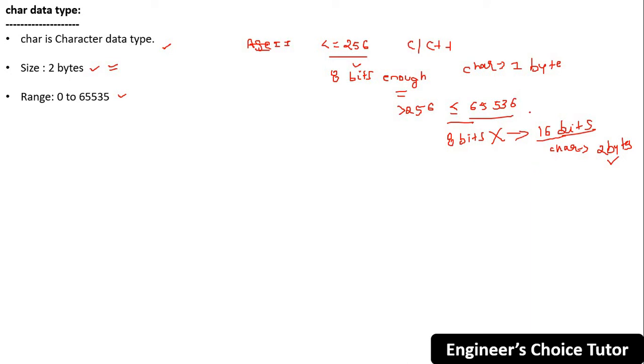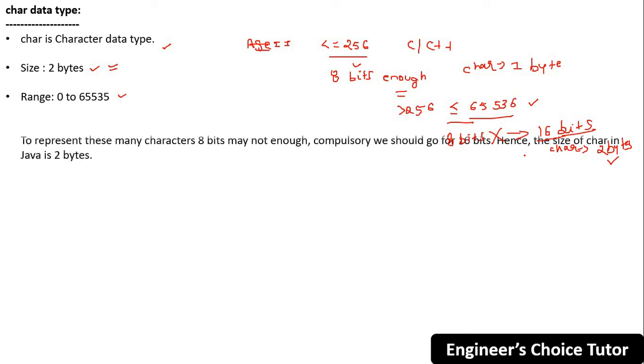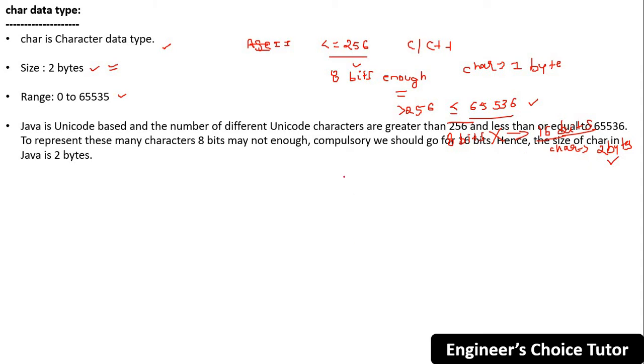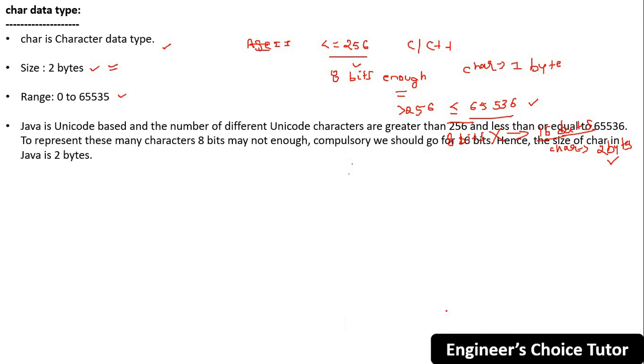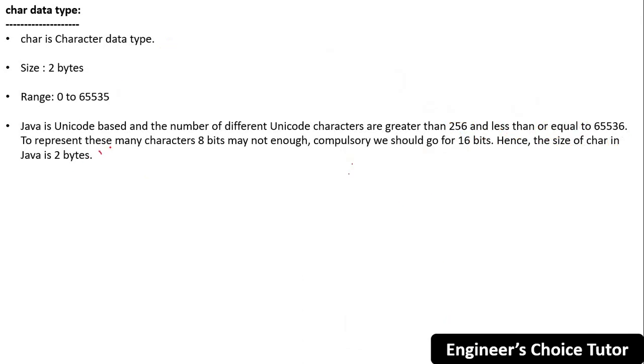This is not ASCII based. In Java, it is Unicode based. So the size is 2 bytes and the range is this. Now let's see the next. This is the same explanation. Let me erase this first. Okay, fine. This point explains the same things that I have just described. Now let's see the examples.